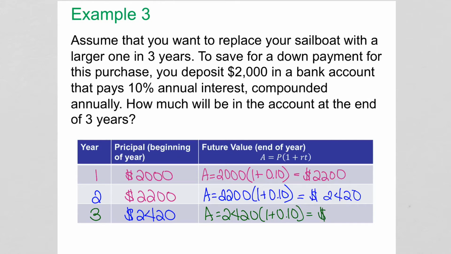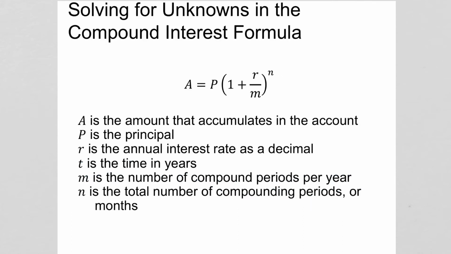And after 3 years, you'll have $2,662. Now, luckily, there's an easier way to do this, because if you're compounding monthly or even daily, that would take a lot of work in a table. But we have this nice formula, so you can do it all at once.